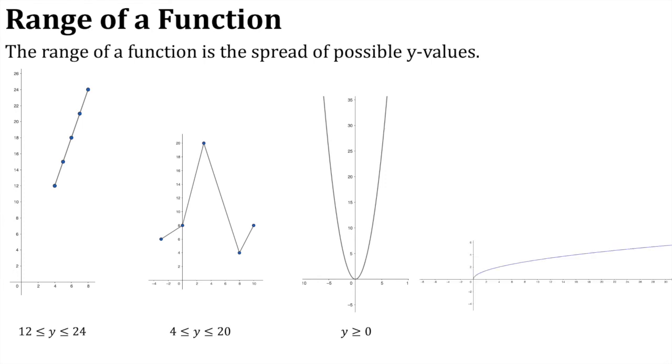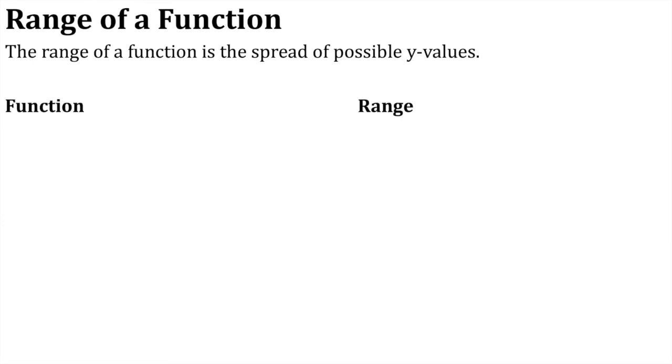And for this graph here, that looks like the graph of y equals the square root of x, which we've already seen this graph as well. And again, we can see on the y-axis, the graph starts at 0 and it starts to increase, and it will keep increasing up to infinity. So y is greater than or equal to 0 here as well. So let's have a look at some examples.